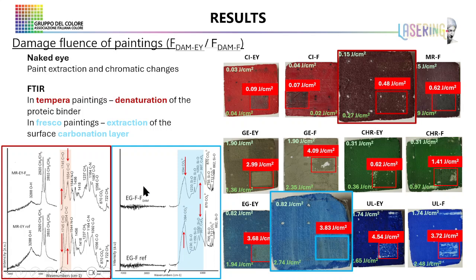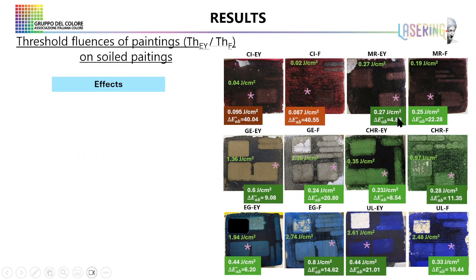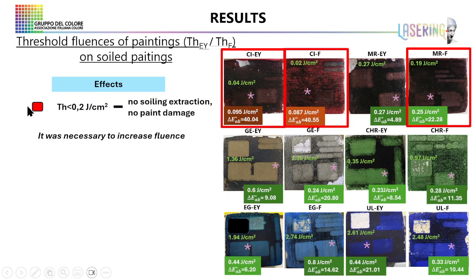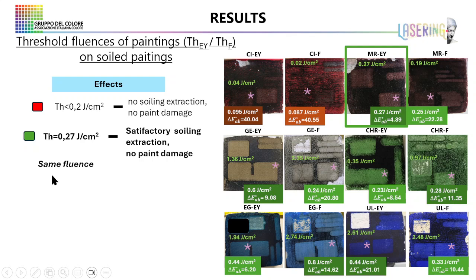Applying the threshold fluence of the painting on the soiled samples, we had some different effects. With fluences lower than 0.2, we have no soiling extraction and no paint damage, so we need to increase the fluence. Then the only case in which we had the possibility to keep the same fluence was the tempera with Mars red, in which we saw a satisfactory soiling extraction and no paint damage.